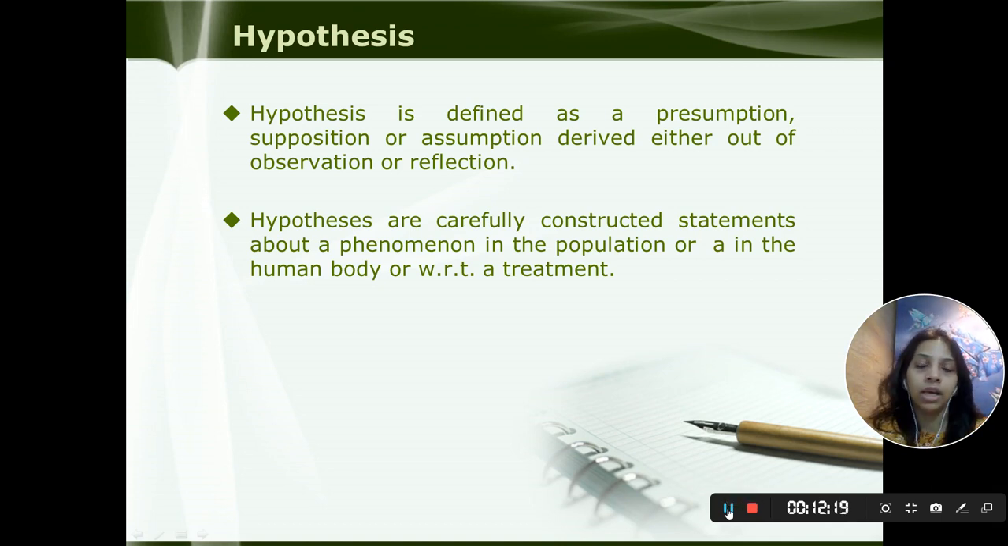So what is a hypothesis? One of the steps in the scheme of research was hypothesis formulation. So what exactly is a hypothesis? Hypothesis is defined as a presumption, supposition or assumption derived either out of observation or reflection, or it can be called carefully constructed statements about a phenomenon in the population or in the human body with reference to a treatment. So basically it is not haphazard guesswork.